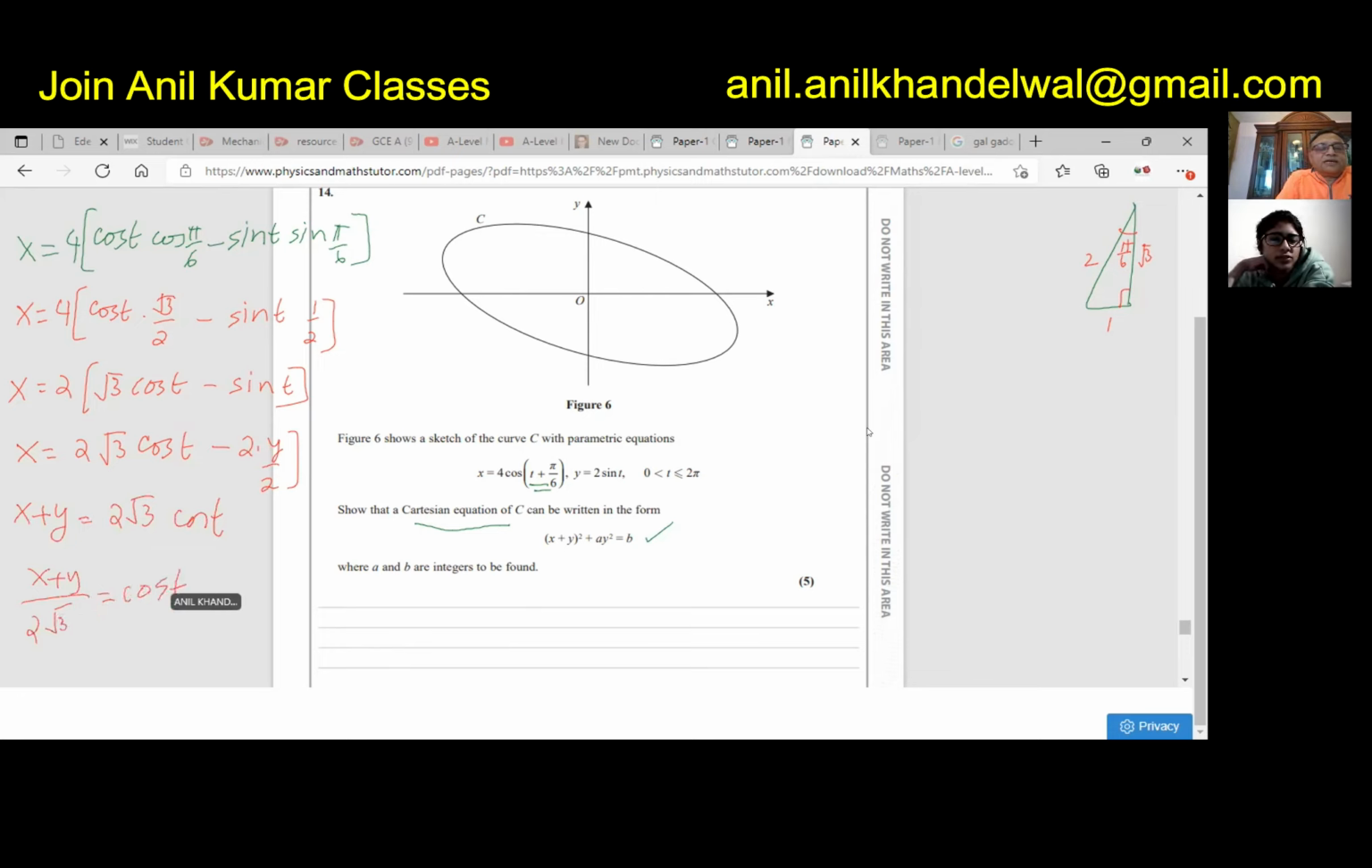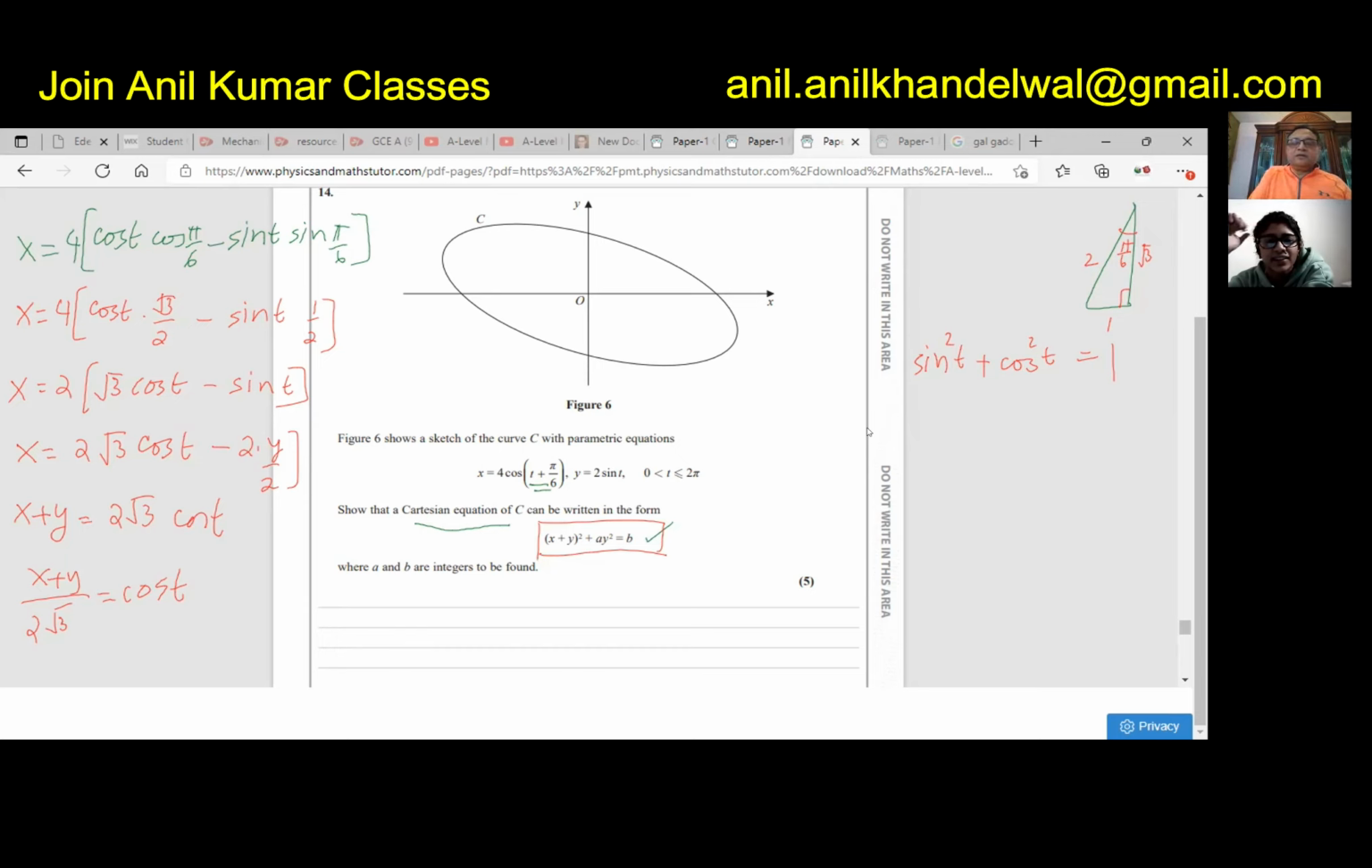Why do we want cos t, sir? Because we will use sine squared t plus cos squared t is 1. How do you know that we have to eliminate them? Well, we have to eliminate sine and cos because they are not in the equation that they want. A Cartesian equation will never have them, just x and y. So isolate sine t and cos t.